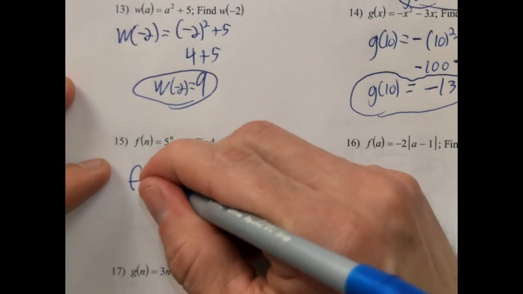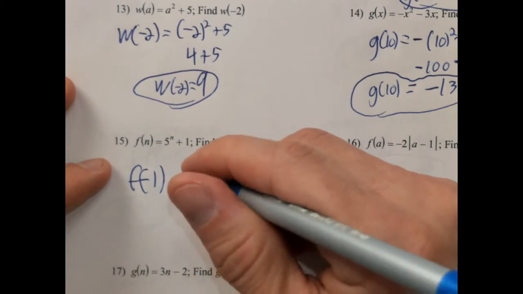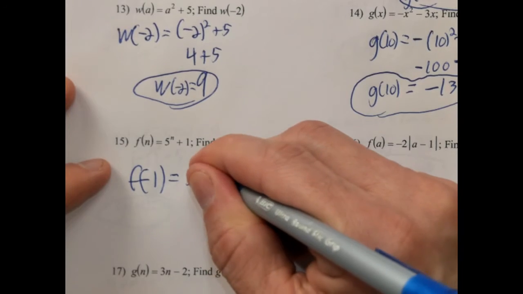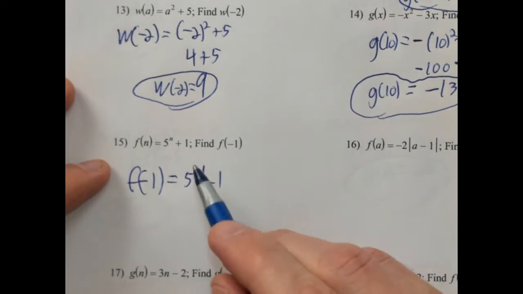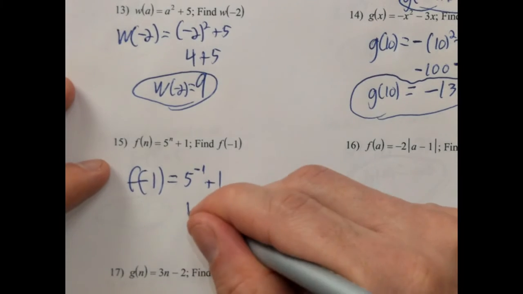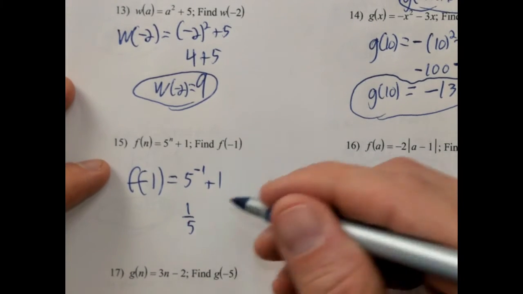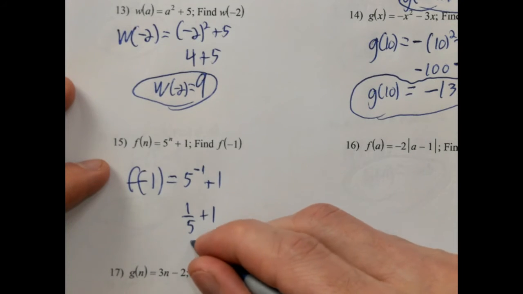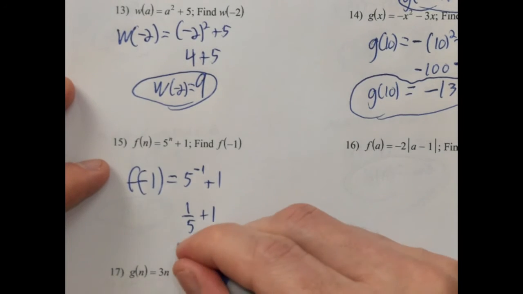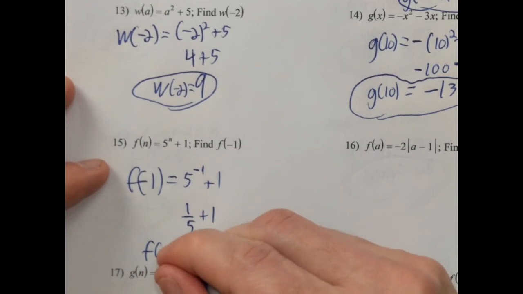f of negative 1. This is going to be a little interesting here. So 5 to the negative 1 power plus 1. Anything to a negative power, you flip where it is. So this is 5 over 1, and it's going to become 1 over 5. Now it's a positive 1 power, so it essentially goes away. This will be 1/5 plus 1, which is 1 and 1/5, or 1 and 2/10, however you want to call it.